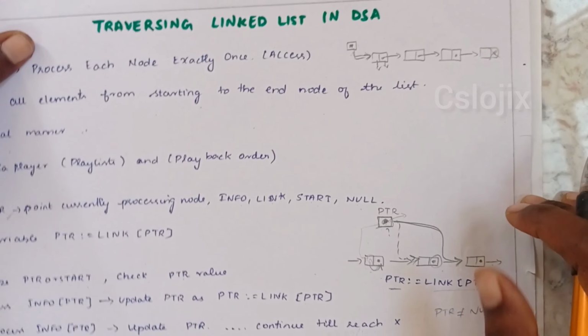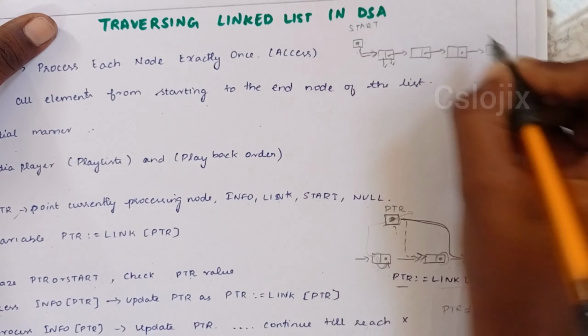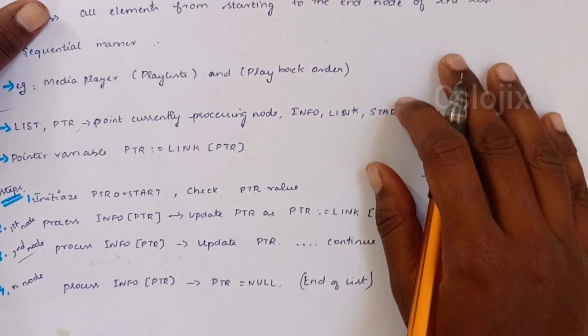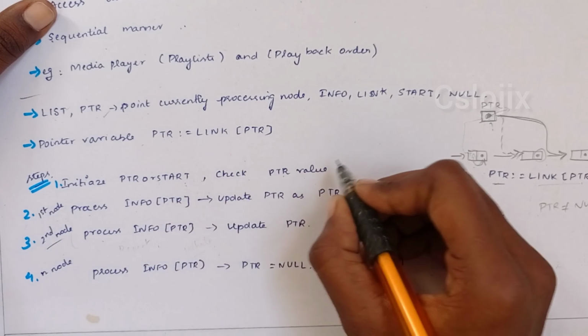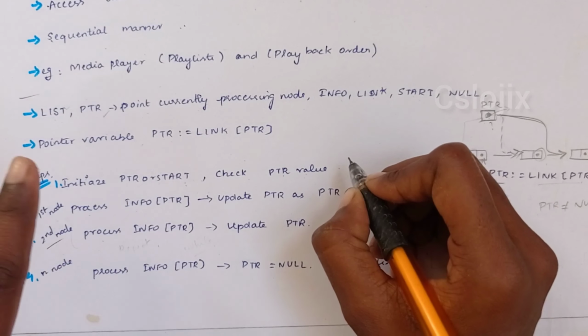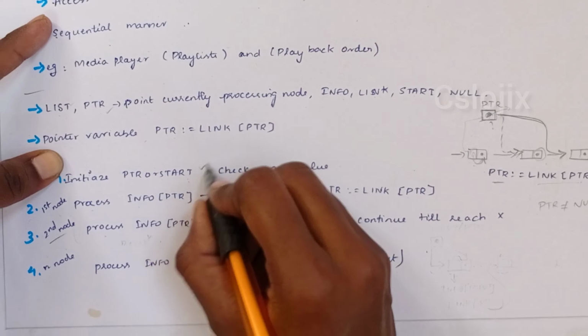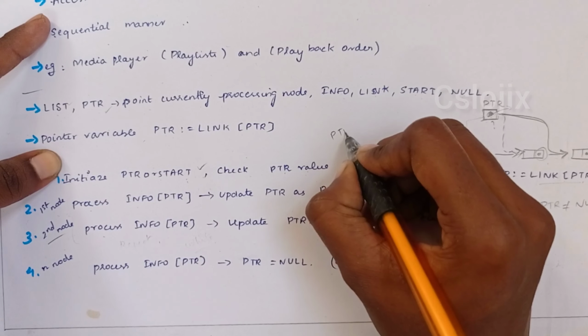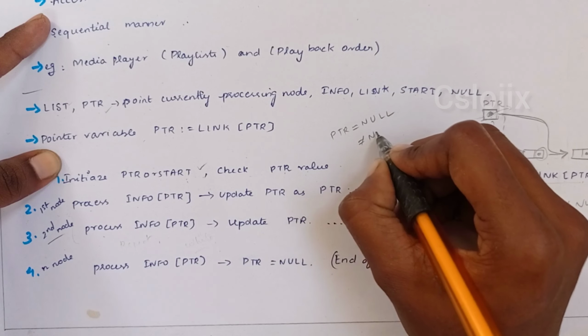As you know, this is the linked list. It will start from this start, and it will go on from there. We will be initializing this pointer or start first, and check the pointer value, whether it is null or not. So the first step is we are going to initialize some pointer or start, and once it is done, the pointer will be either null or not null.